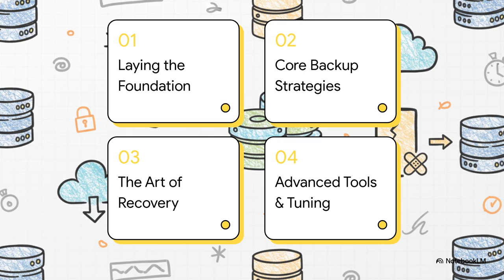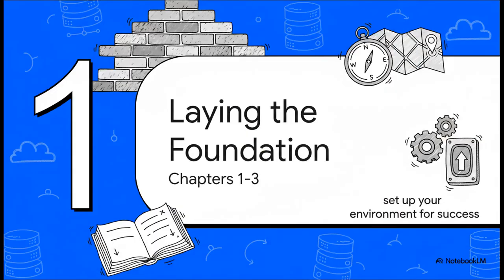We've broken down the 12 chapters into 4 really achievable roadmap phases. First, we have laying the foundation. Second, core backup strategies. Third, the art of recovery. And fourth, advanced tools and tuning. Let's kick things off with Phase 1, laying the foundation, which covers chapters 1 through 3.